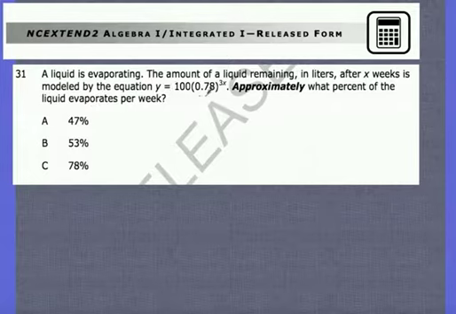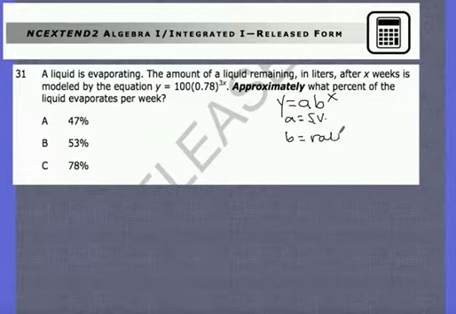So as we look at this particular problem, we can tell that this is an exponential, and exponentials are always written in the form y equals a times b to the x, where a is our starting value and b is our rate, either increasing or decreasing. So we know that because it's evaporating, our value has to be decreasing, which means that our b has to be a number that's less than 1.